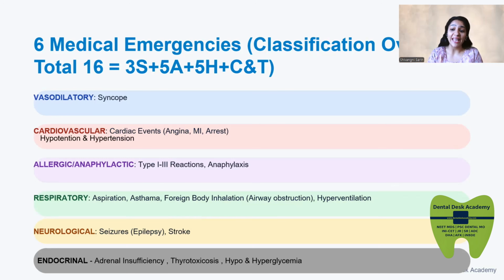Next, you have five H's. Under these five H's, you will have hypo- and hyperglycemia, hypo- and hypertension, and last, hyperventilation. Hyperventilation comes under respiratory, whereas the other four are mainly endocrinal in nature and also cardiovascular. And the last are C and T: cardiac arrest and thyrotoxicosis. So this was just for the ease of convenience for you to remember these 16 medical emergencies.